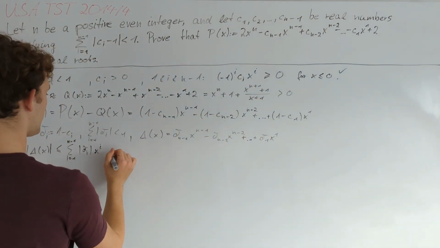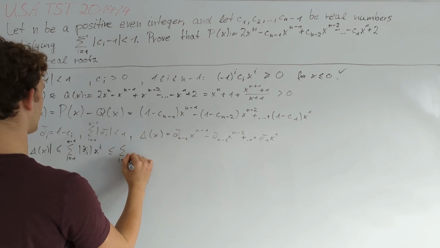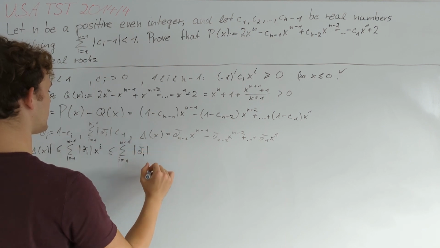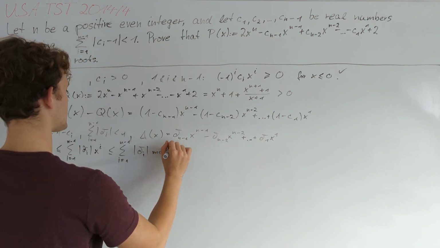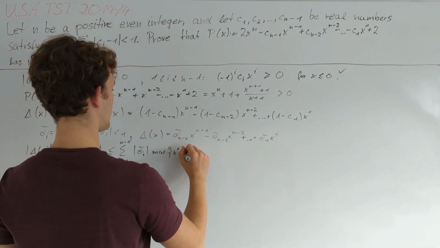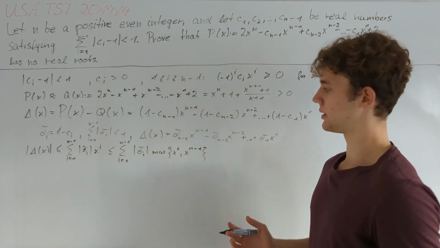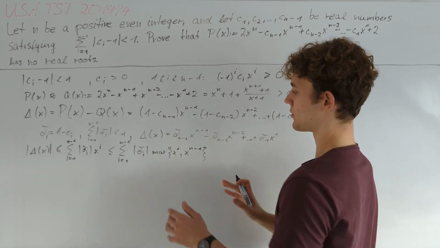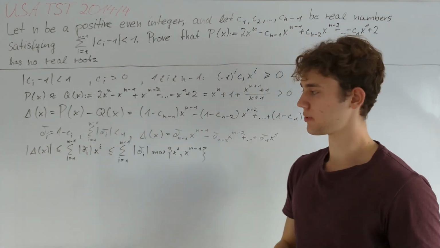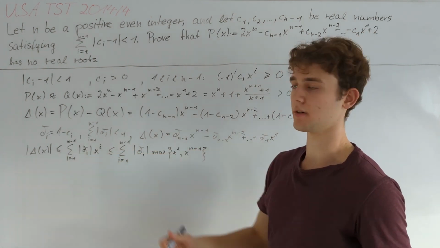In particular, this sum is less than or equal to the sum going from i equal to 1 up to n minus 1 of the absolute value of delta i times the maximum of x to the power of 1 and x to the power of n minus 1. And this is really nice. So basically what this does, but maybe in a different way, is we put the weight to the outside, because this is nothing else than putting all of these delta i into the corresponding largest value of x to the power of i.